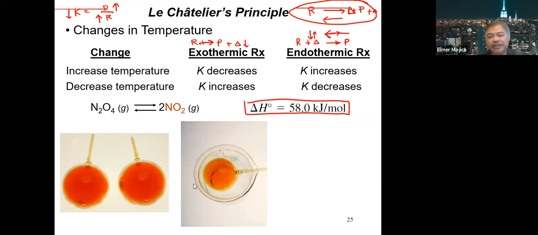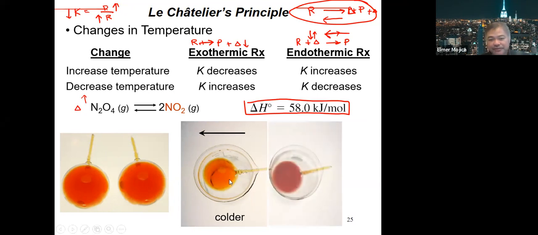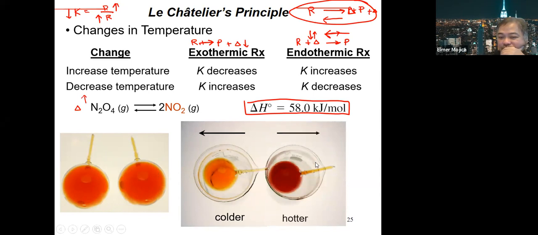So this happens when you have heat, because if this is hot, that means tataas yung ano dito, nandito yung heat mo. So it will become more brown. If it's cold like this one, it is lighter than that one. But if it's hot, it's darker than that one, which means mas maraming NO2 ang nag-form. Clear?